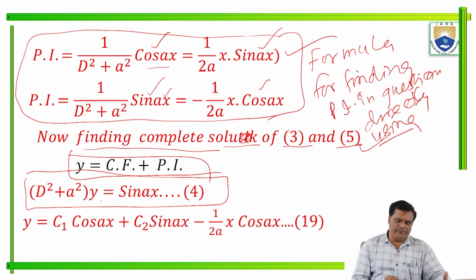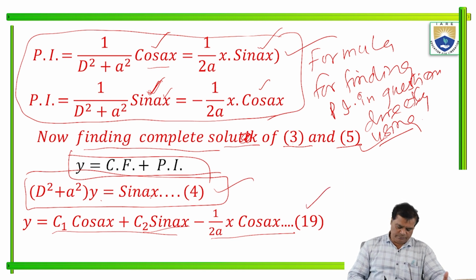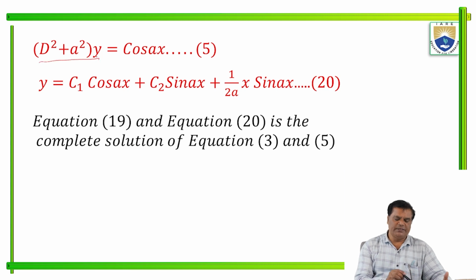So this is the way to remember these two formulas. D square plus a square, y equals sin ax, this is equation 4. And y equals c1 cos ax plus c2 sin ax, this is CF. And this is PI, this is negative. If sin is given, then we use the second formula. So this is 19, the complete solution. And if cos ax is given in our equation, then this is CF and this is PI. Cos means real part. So equation 19 and equation 20 are the complete solution of equations 3 and 5.